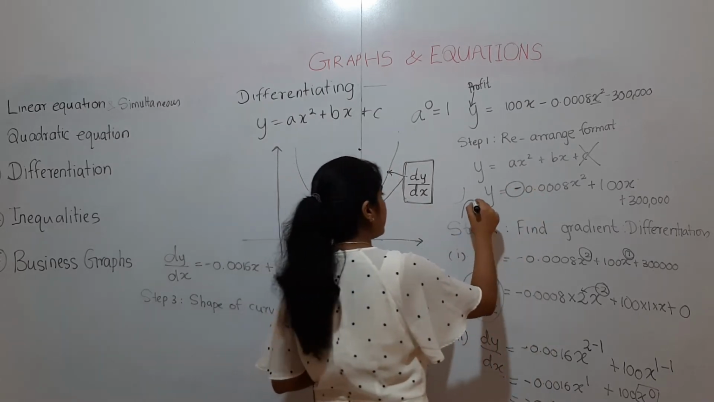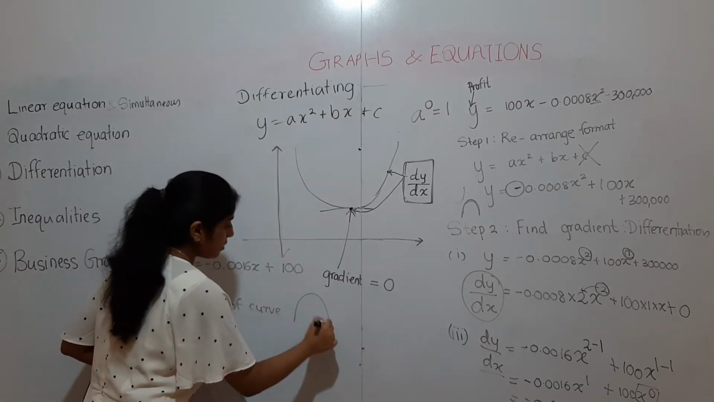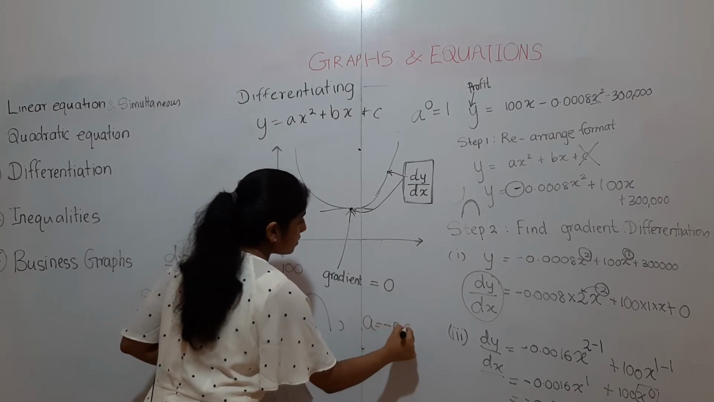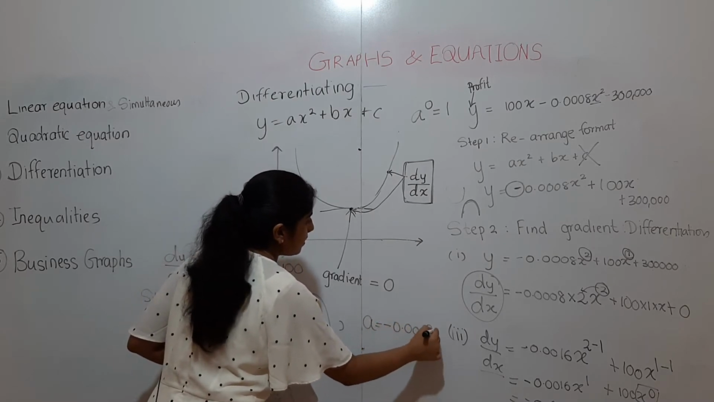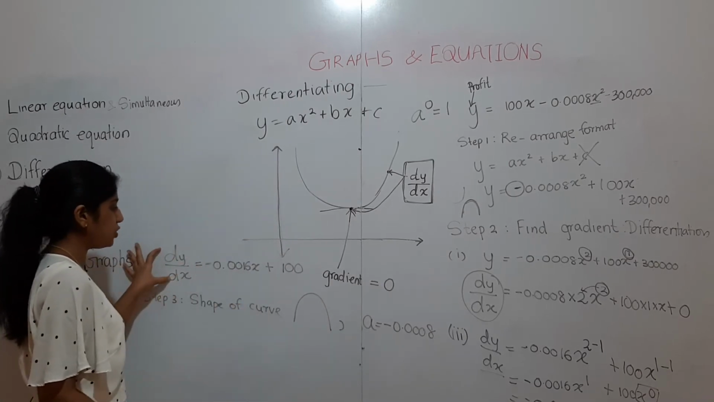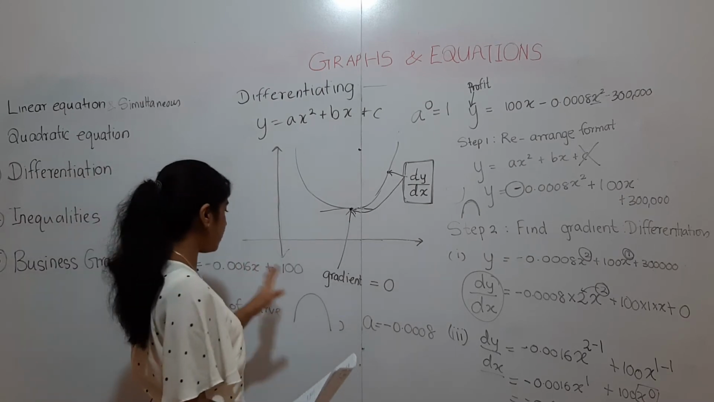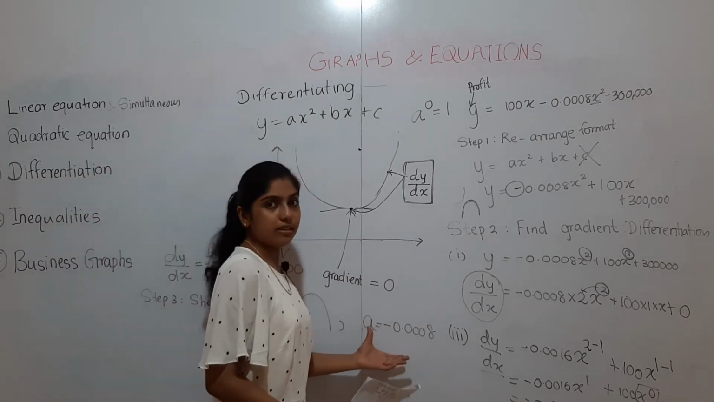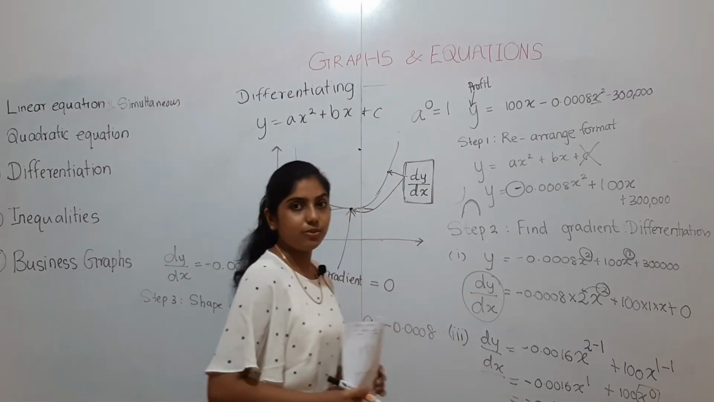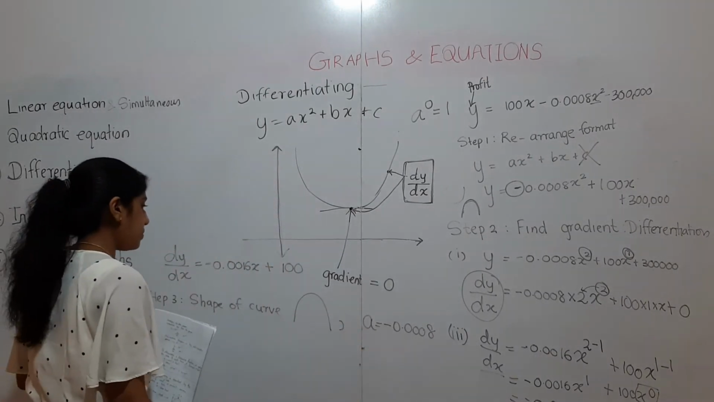So what will it be? A bell-shaped curve. So the shape of the curve is bell-shaped because A is minus 0.0008. Okay, not this, because this is the differentiated equation. So you can't use this formula to get any answer here. Here the A will remain the same based on the original equation. Okay, so A is minus 0.0008.